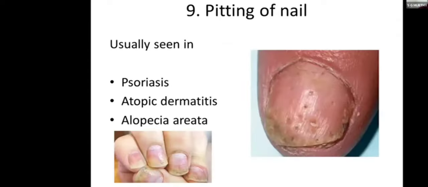Pitting of the nail, you see small pits in the nail that are seen usually in psoriasis, atopic dermatitis, and alopecia areata. Useless thing. Looking at the nail and looking for a pit, you can see psoriasis, you can see atopic dermatitis. But this is just a finding which you should just look at and enjoy, and it doesn't give any information.